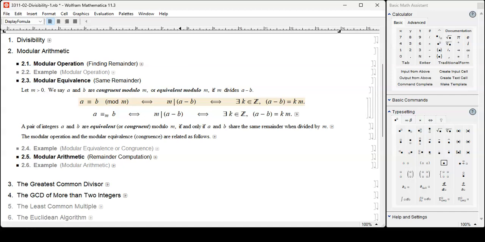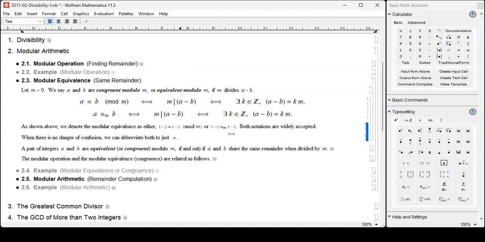Yeah, that's the definition. And you can use this kind of notation, using this triple bar to represent the equivalence or congruence, and then express modulo m like this with parentheses, or like this using subscript. Either way you can do it. Both notations are widely accepted, so you have to know both. So I'm going to mix those up so that everybody is exposed to both of them. Even more so, when there's no danger of confusion, I'll just use this without specifying m.